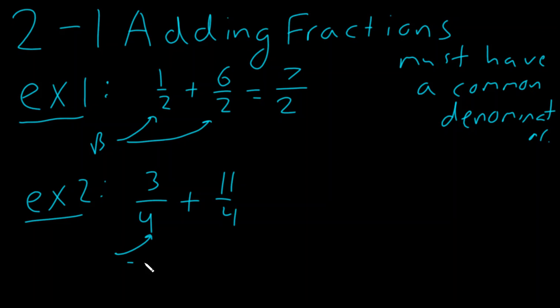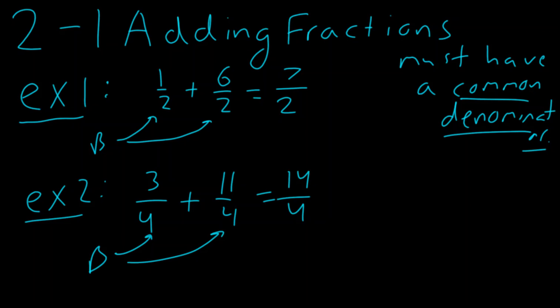We see here that the bottom of the fraction, or the denominator, they're the same. We call that having a common denominator. And so we can add them, and of course on top, 3 plus 11 is 14 over 4. Because remember, the bottom never changes when adding fractions.